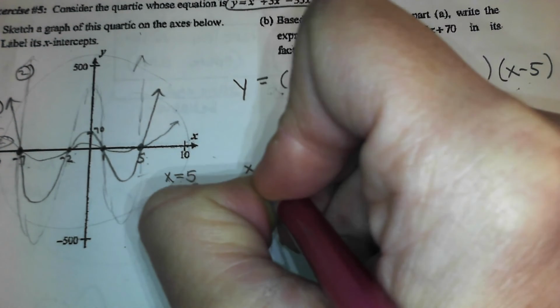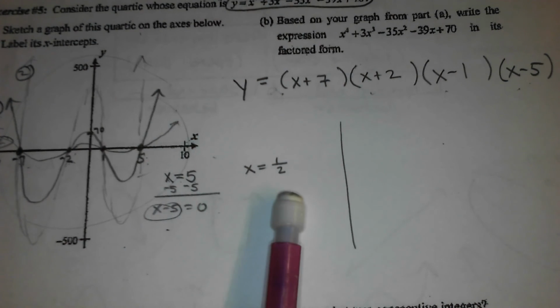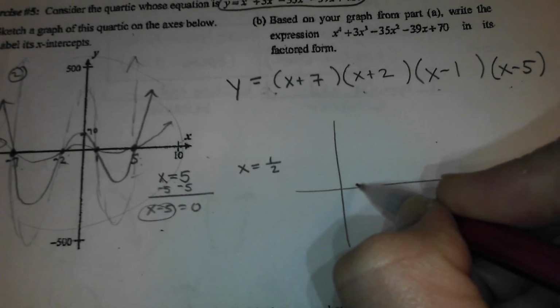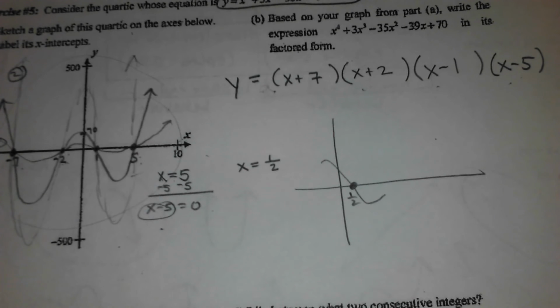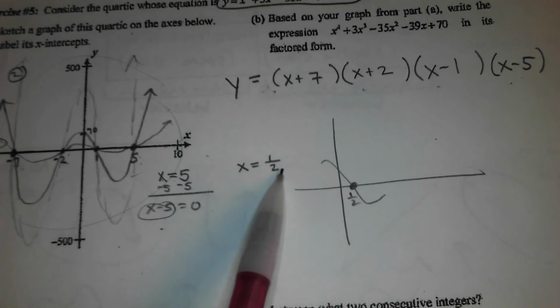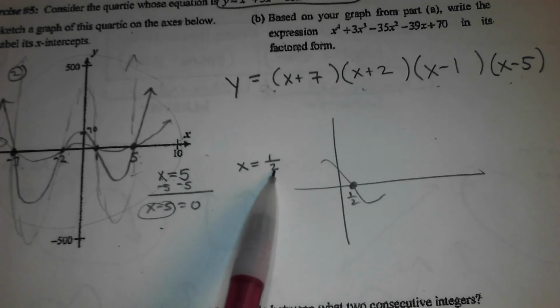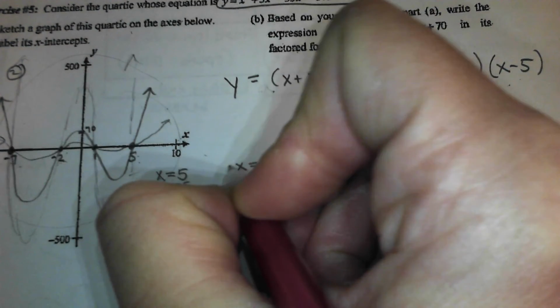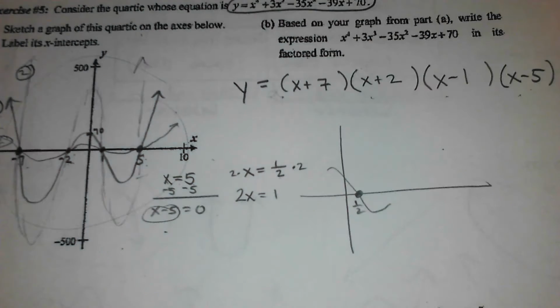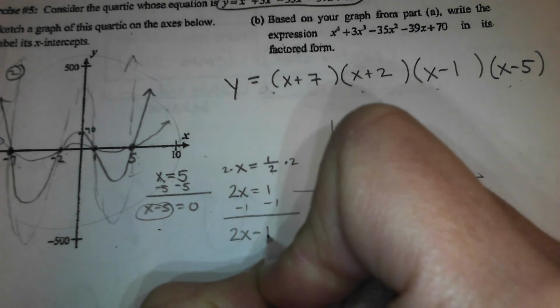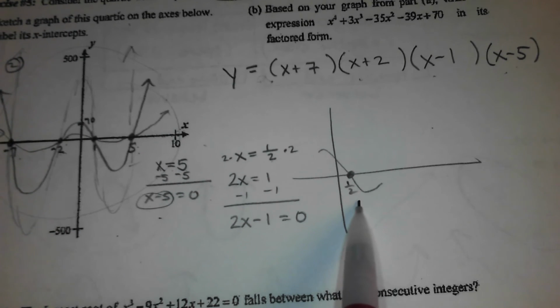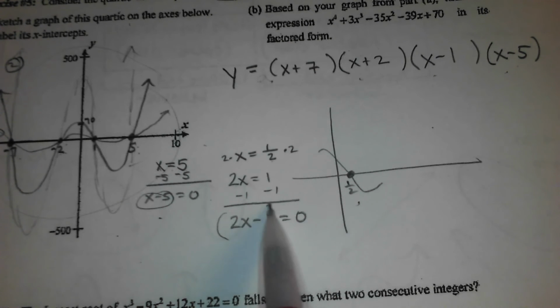But I will tell you, if I show you a picture of something that's got a root at 1/2, you can't just write x minus 1/2 as your factor. That's not allowed. You actually have to go backwards. So the first thing I would get rid of is the divided by 2. I would multiply both sides by 2, and I'd have 2x equals 1. And then I would subtract the 1 over, and my factor that would go along with the root of 1/2 is a factor of 2x minus 1.